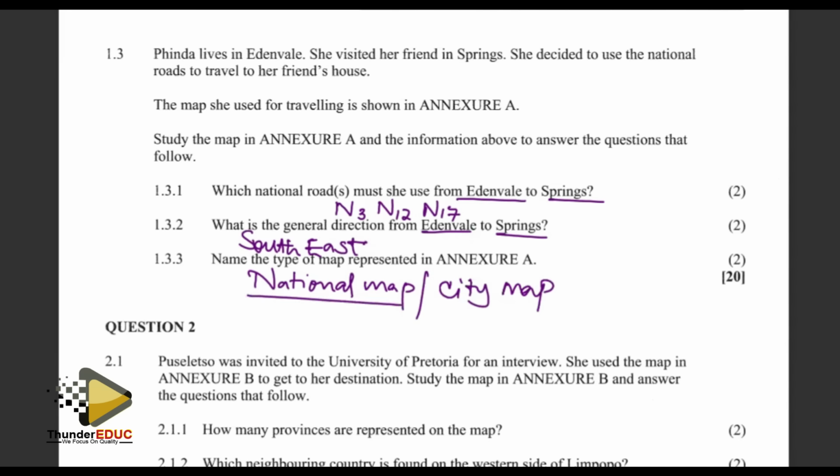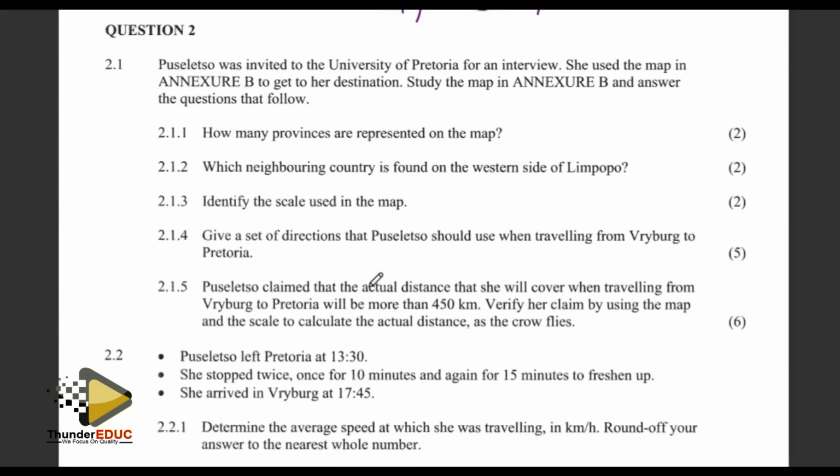Question number 2. Priscilla was invited to the University of Pretoria for an interview. She used the map in Annexure B to get to her destination. Study the map in Annexure B and answer the questions that follow. How many provinces are represented on the map?